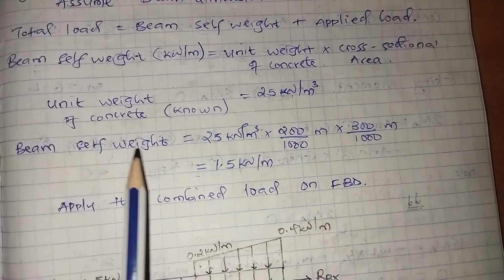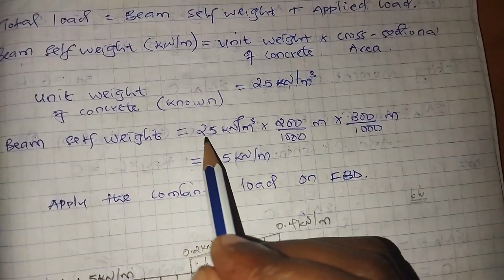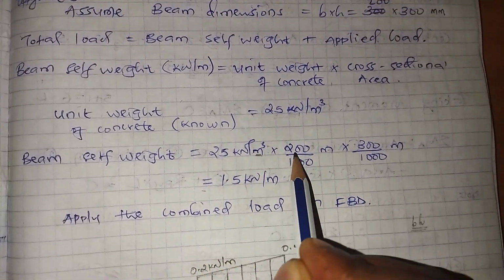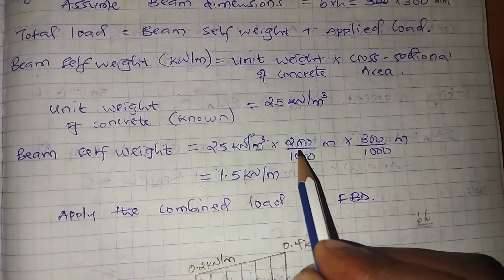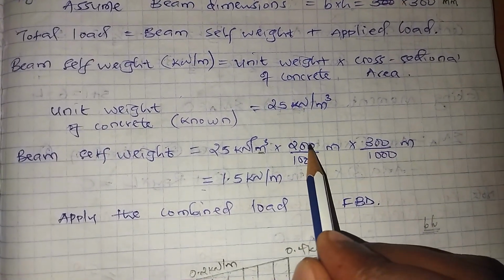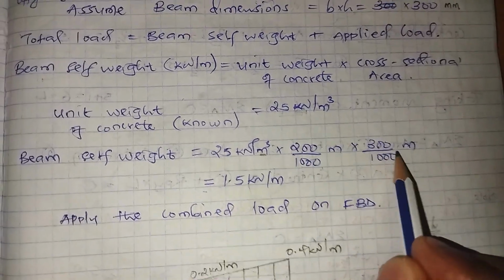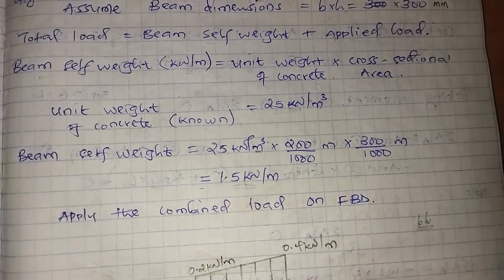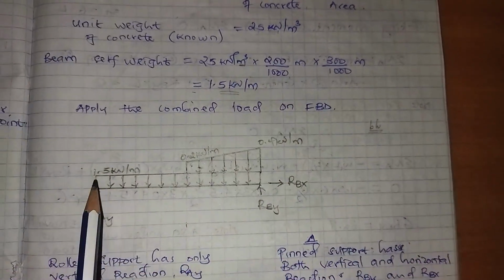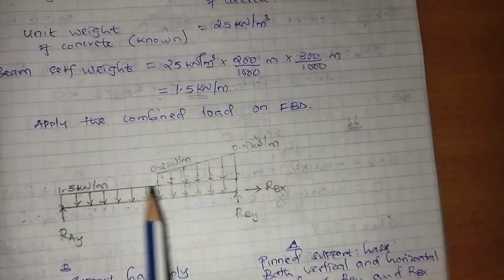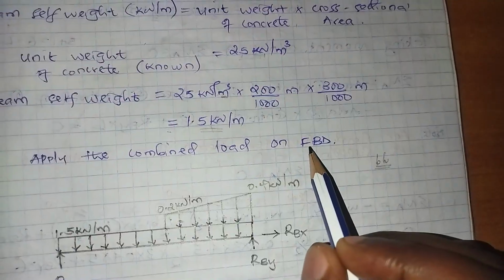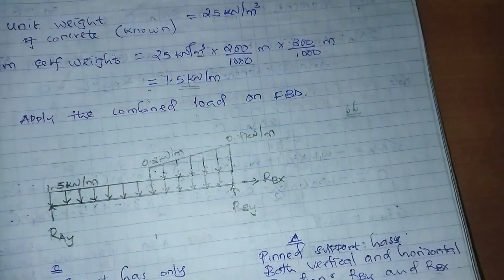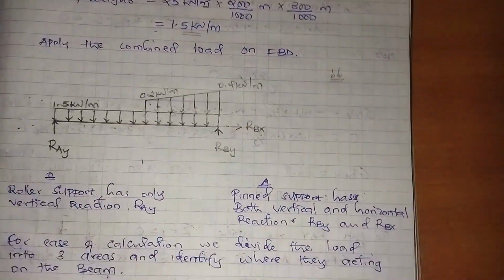So the self weight is given by, because it's in meters, convert the other dimensions also into meters, millimeters divided by 1,000. So we're going to get this one. It is going to be 1.5 all through. Now we apply the combined load to draw our FBD. FBD is the free body diagram.